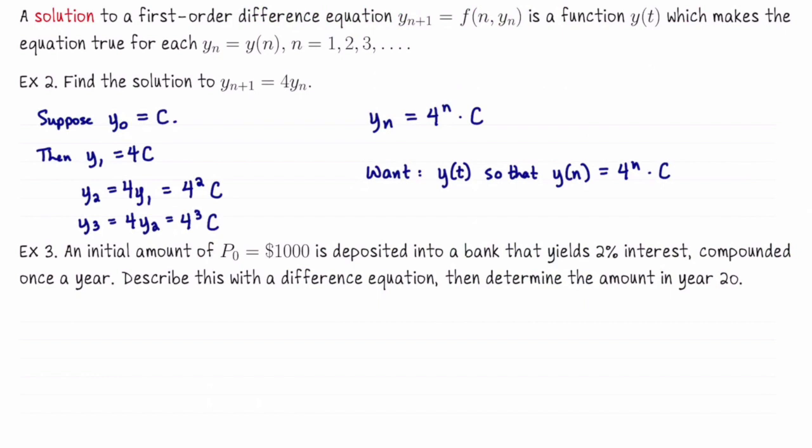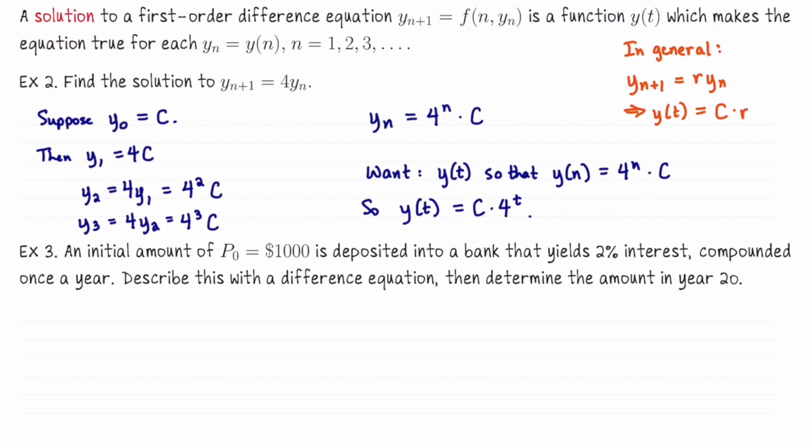Okay, so I'm going to write this a little bit differently than I've written it the line above. I'm just going to switch the order of the terms on the right-hand side because I like it better. So we have y of t equals c times 4 to the t. And you can see that that would be true in general if I wrote down y sub n plus 1 equals r times y sub n. Then the solution is going to be y of t equals c times r to the t.